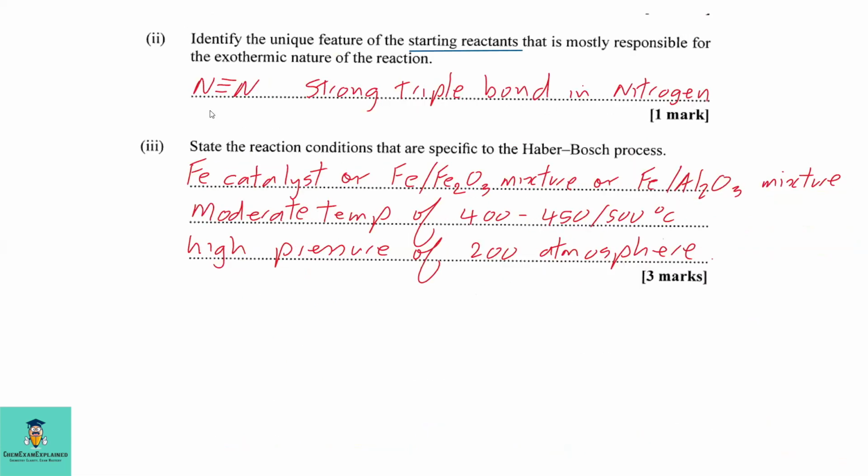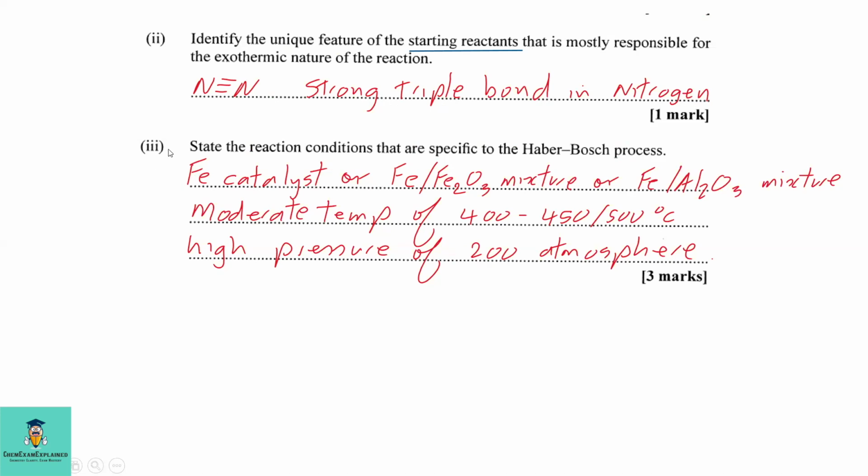Part D, 2. Identify the unique feature of the starting reactants that is mostly responsible for the exothermic nature of the reaction. So in looking at the reaction, you see that we had nitrogen plus hydrogen. So the N2, which is nitrogen, the feature is that it has triple bonds, and these triple bonds are very strong. So the answer is strong triple bond in nitrogen.